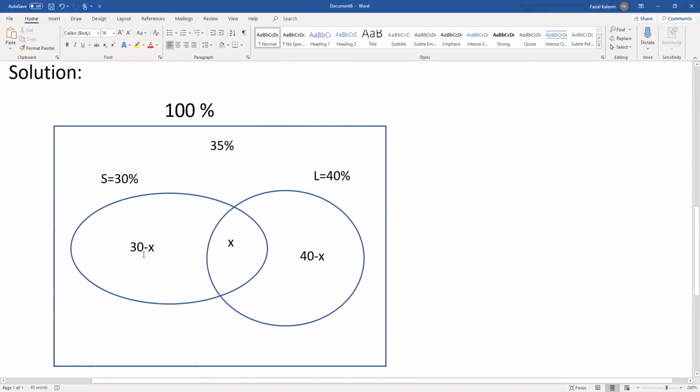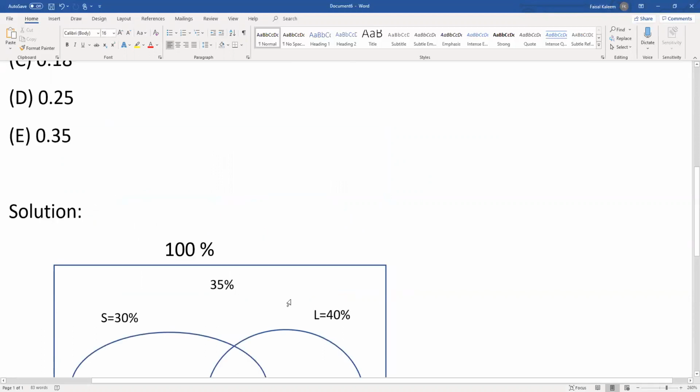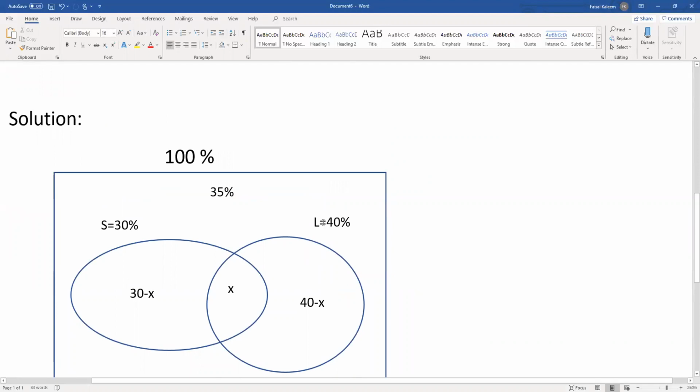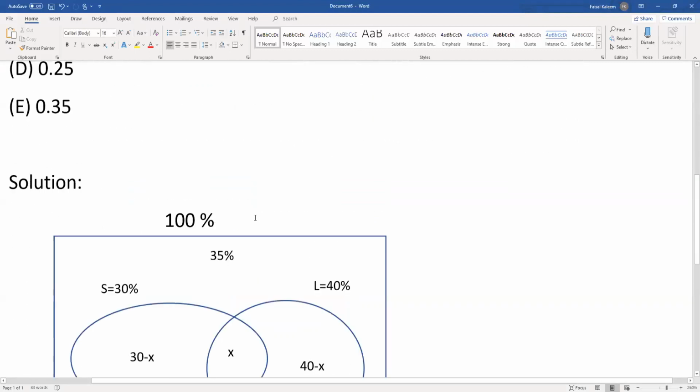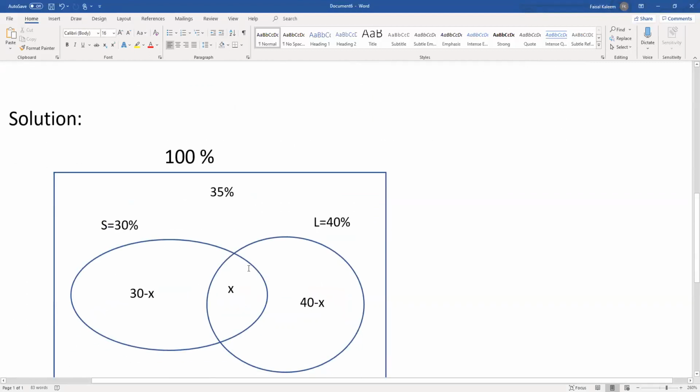Then the two fundamental variables are represented by the two ovals or the two circles. The left one is representing referral to a specialist, and the right one represents the lab work. And if we recall, 30% are referred to specialists, and 40% require lab work. So the whole area of the left oval is 30%, and of the right circle or oval is 40%.